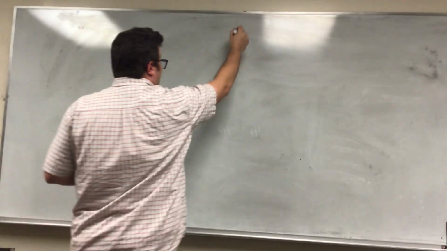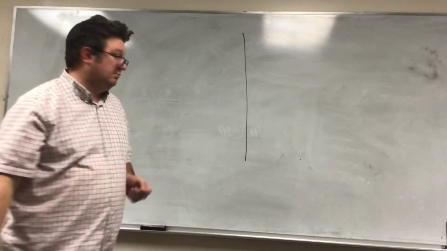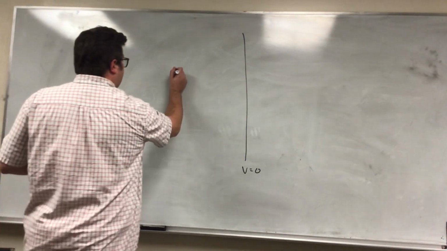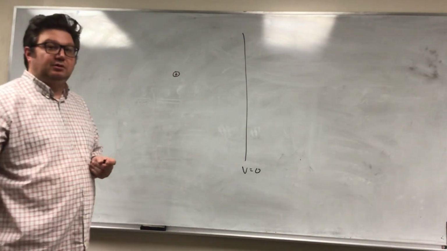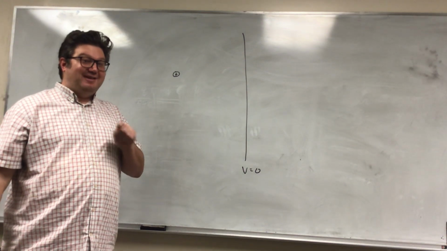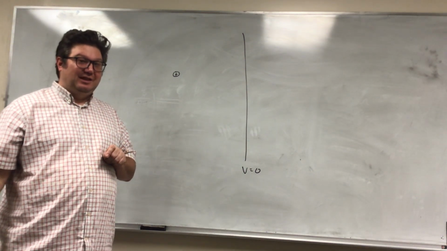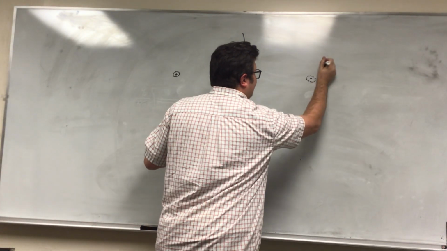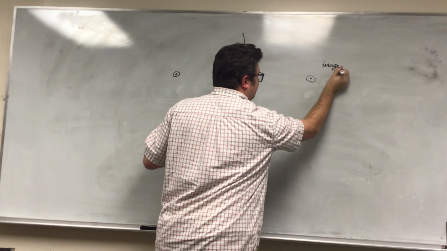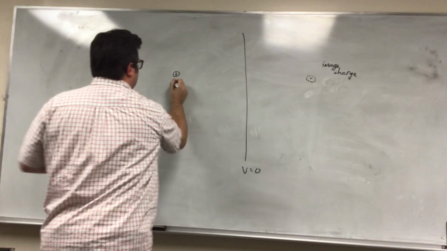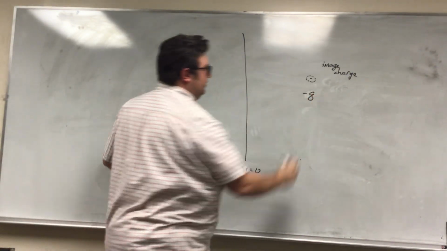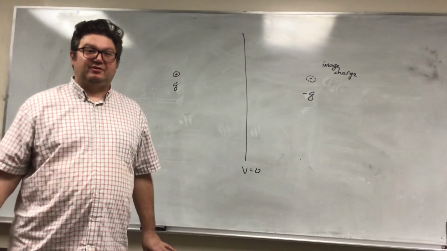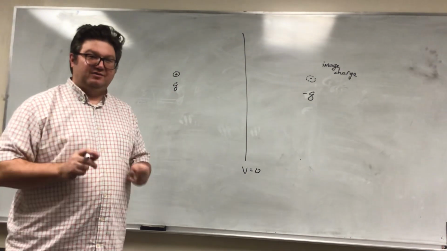So, I have a conducting plane. V is equal to 0. Cool? I bring a charge up to it. Now, inside the conductor, there is an image charge. Does it exist? No, it does not exist. It's as if it exists.